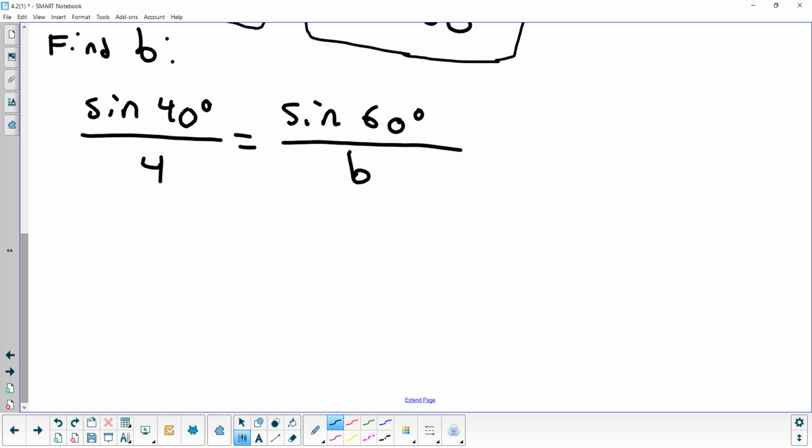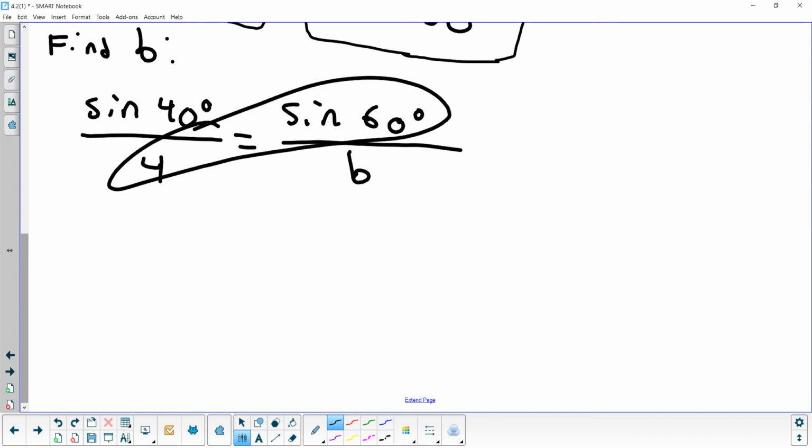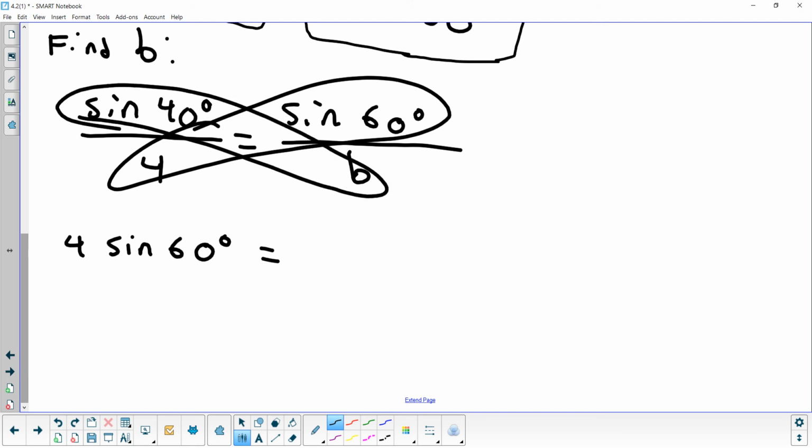All right, so what did we say earlier is the technique we use to solve a proportion? Cross multiply. Yep, we're going to cross multiply. I'm not worried about a calculator at this point. I'm going to need it, but not yet. So we're going to have 4 sine 60 equals B sine 40. And that's B times the sine of 40.